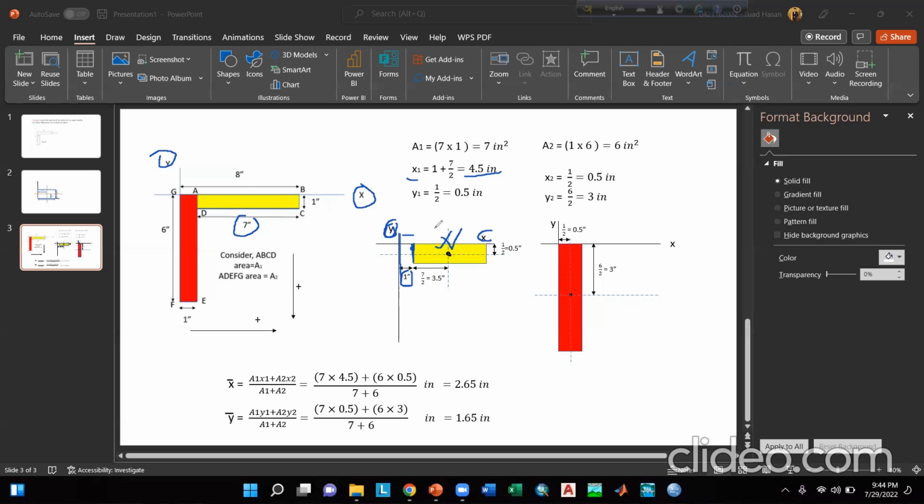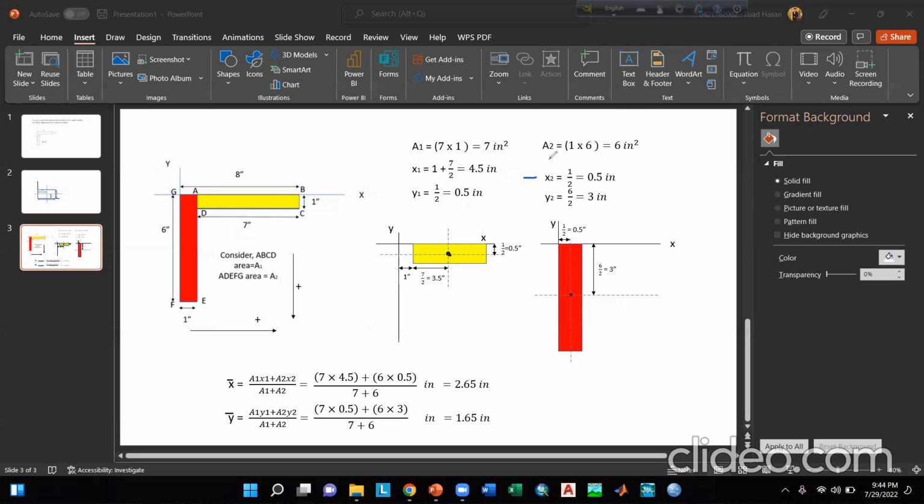Now, what will be the centroidal distance y1? The centroidal distance y1 will be a distance from the reference x-axis and it will be equal to half of its width. The reference x-axis is at the edge of this rectangular area and the final centroidal distance y1 will be equal to 0.5 inch.